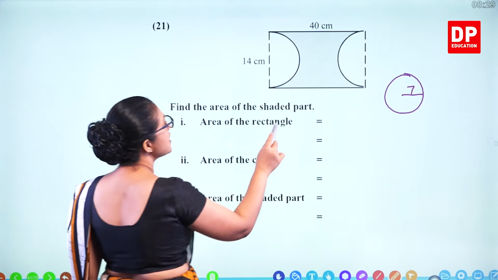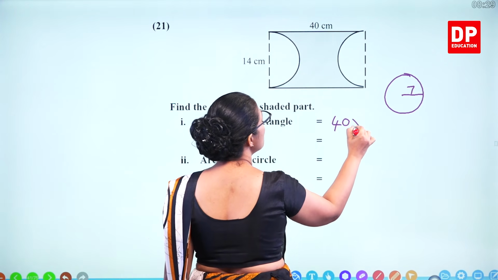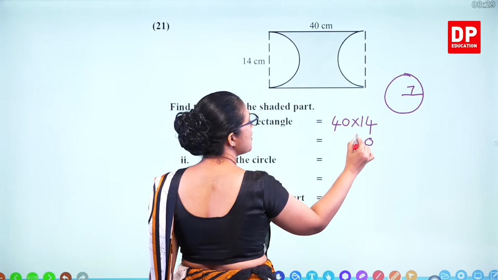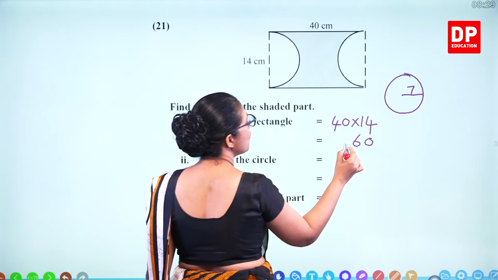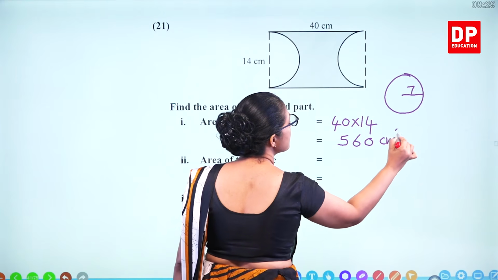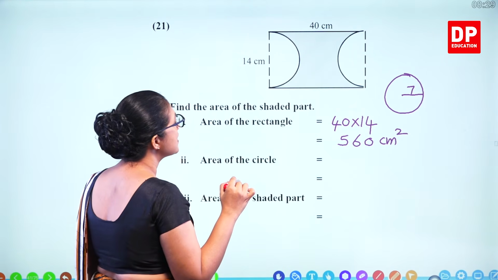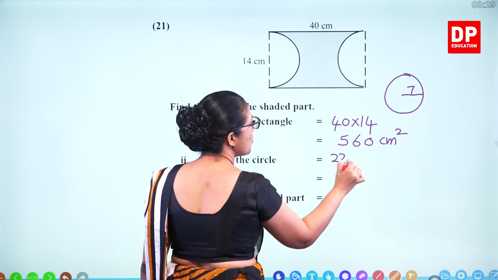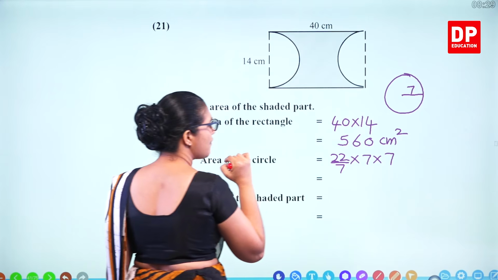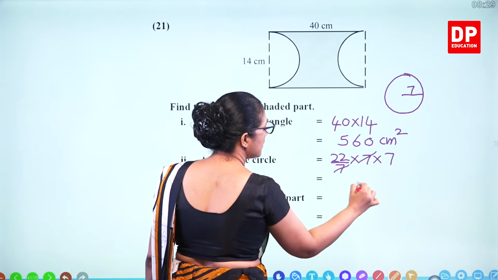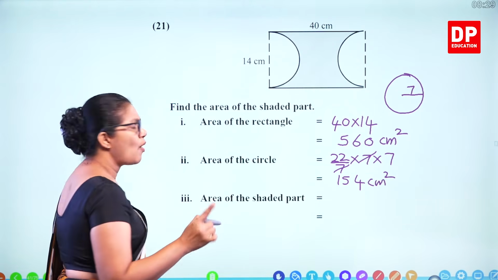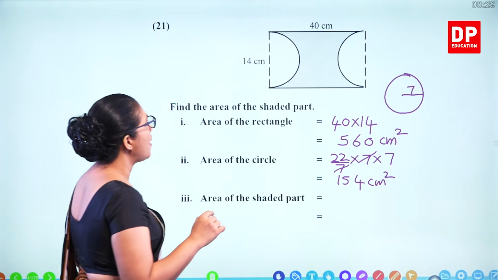First find the area of the rectangle. 40 into 14. Length into breadth. 0. 4 times 4, 16. And 4 times 1, 4 plus 1, 560 square centimeters. What's the area of the circle? Pi r squared. So 22 over 7 into r. R is 7. 7 into 7. So you get 154 square centimeters.